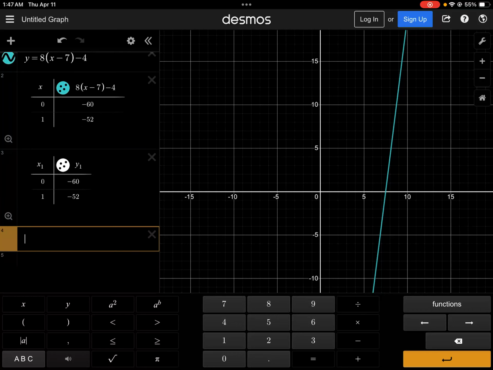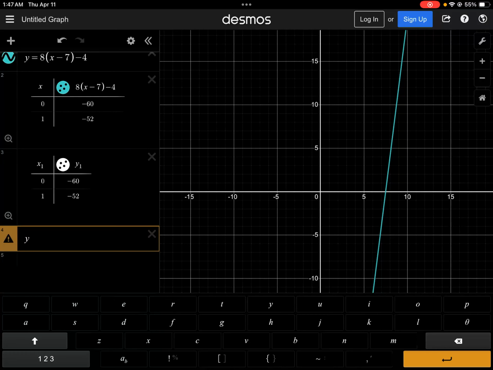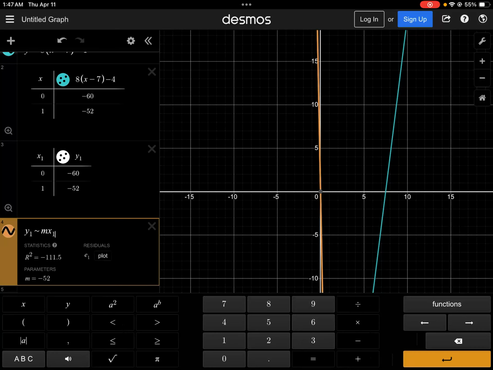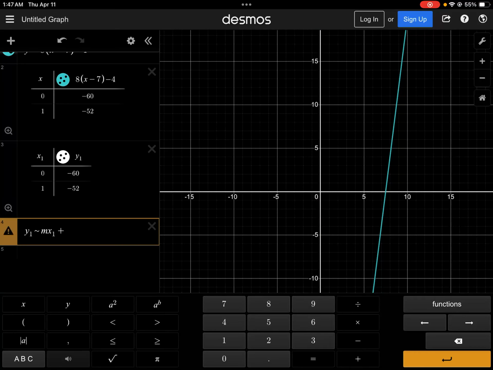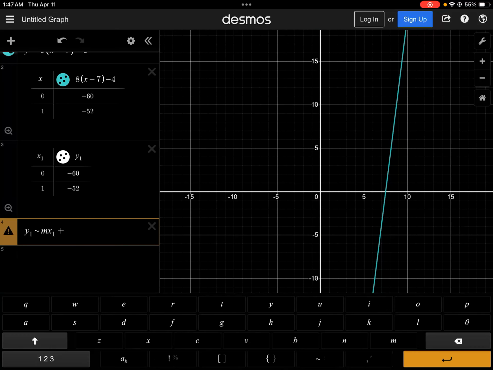And now I'm going to ask for my graphing calculator. As long as I know what the form is like, mx plus b. Okay, y equals mx plus b, but I'm going to write it as y1 squiggly m x1 plus b. And if I look down here, I see that m is 8 and b is negative 60.